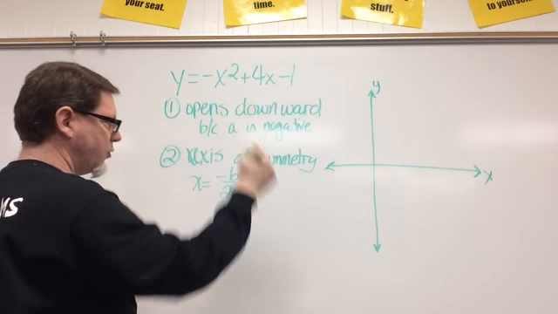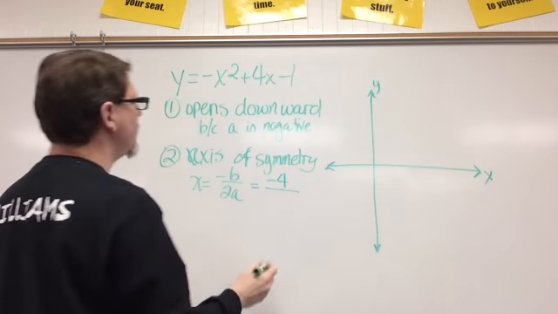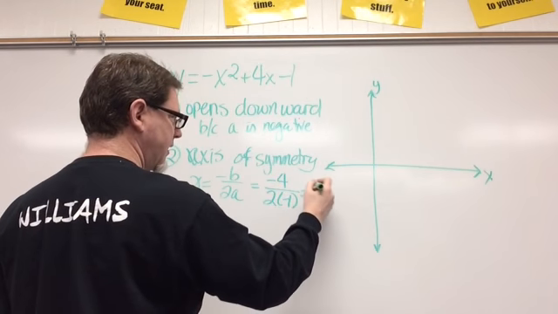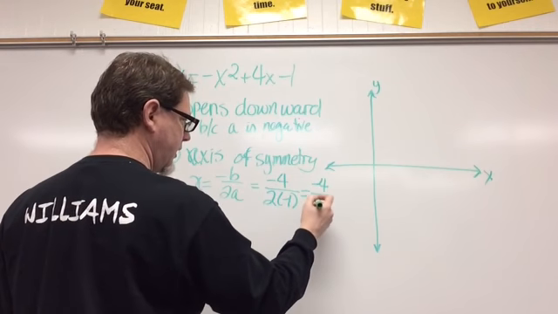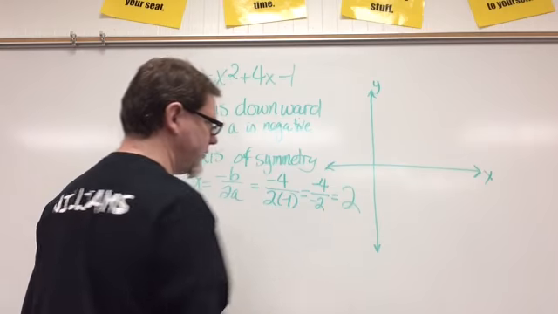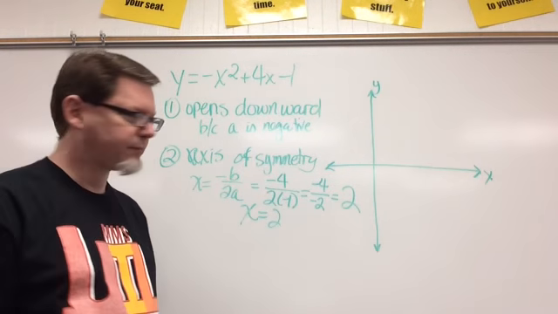b in this case is 4, so it is negative 4 over 2 times negative 1, which equals negative 4 over negative 2, which equals positive 2. So the equation is x equals 2. So I'm going to go ahead and draw that.